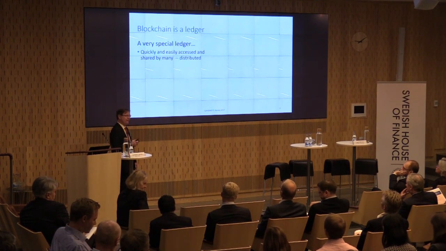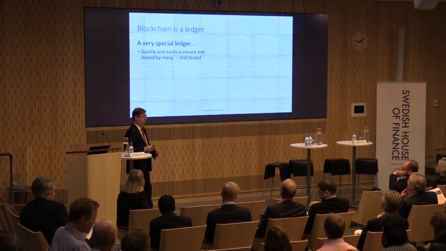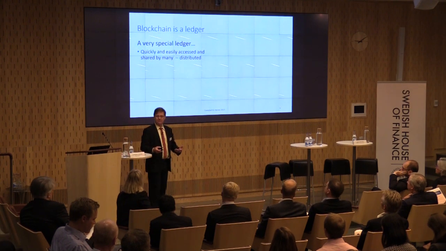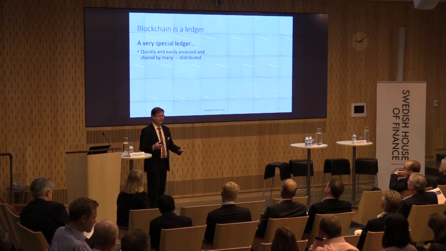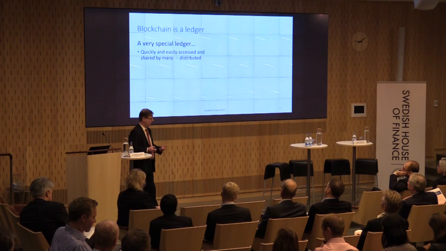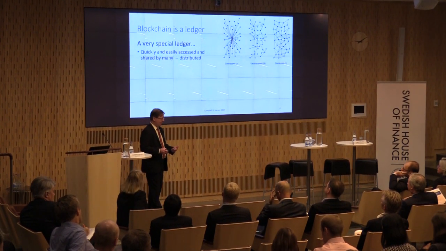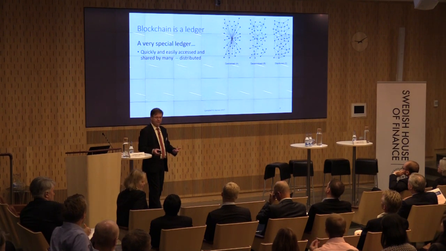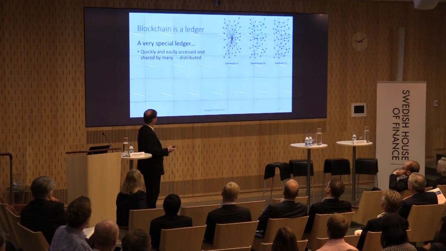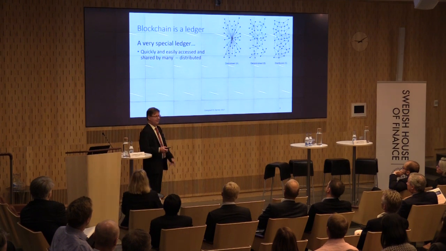So what is a blockchain? Think of it as a ledger, a spreadsheet in the simplest possible form. So it's going to be a ledger, and it can be easily accessed. It is distributed. And this is a famous graph from a 1964 paper that laid the foundation for the internet.